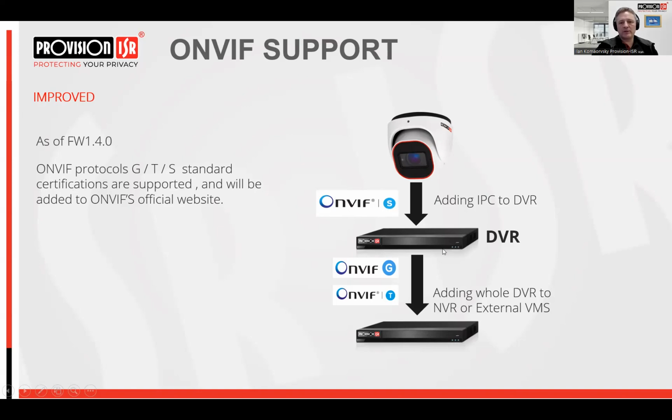But when our DVR is going to be taken by, for example, an external NVR, because to the NVR you can add an external NVR or DVR by choosing the IP address and choosing a specific channel, in this case we're using ONVIF G and T. So it could be either an NVR, which is taking the DVR itself with all the channels, or it could be an external VMS system that is taking all those streams from the DVR and using the DVR as a converter for analog cameras. So now we are supporting with this new firmware all those ONVIF protocols S, G, and T.